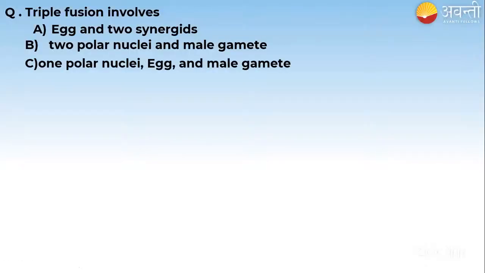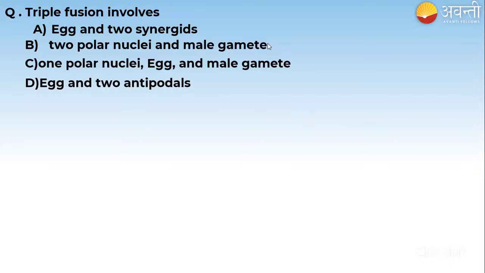And here is the question for you guys. If you understood this, you can tell me the answer. The triple fusion involves: egg and two synergids; two polar nuclei and the male gamete; one polar nucleus, egg and male gamete; egg and two antipodal cells. We are talking about triple fusion mainly. The formation of the PEN is also called triple fusion.